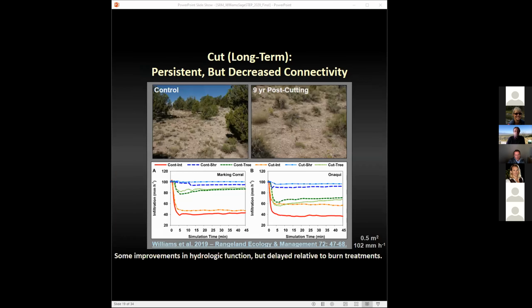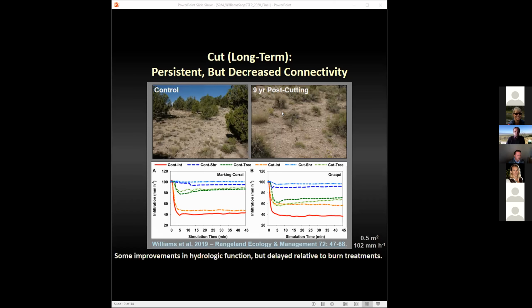You can see photographs here of the cut area to the right 9 years after cutting, and then this is the control. This is at the Oniki site. You can see quite a bit of bare ground even 9 years after the treatment at this particular site. There is perhaps some increased productivity of grasses, and there were increases in cover as we measured it on these plots. But if we look at the hydrologic function, it didn't change a lot.